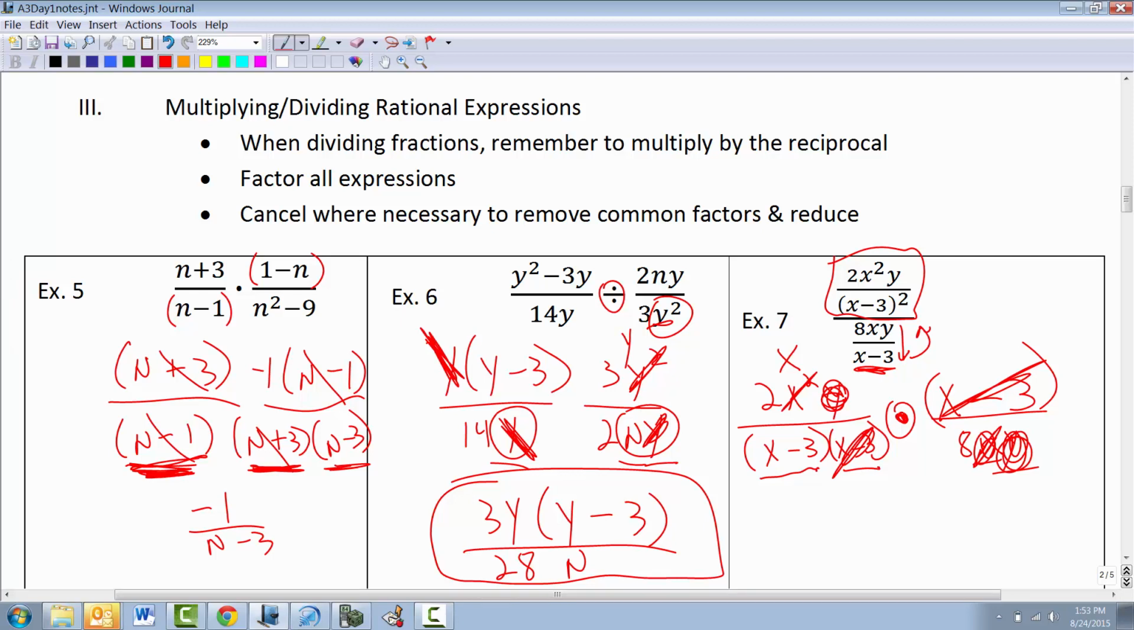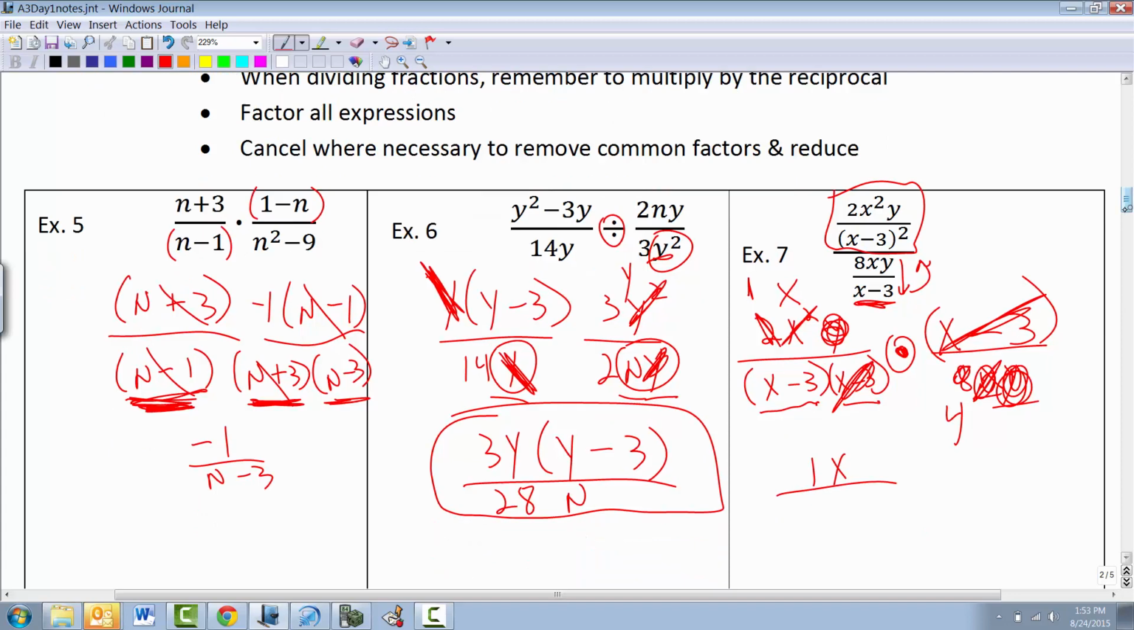2 over 8 is 1 over 4, and I really don't like how I wrote this. This gets really hard to keep track of, so be careful in canceling this way. You sometimes lose some stuff. But when I look at the numerator, I have a 1 and an x, and everything else was destroyed. So it's 1x, or just x. Then when I look at the denominator, I just have a 4 and an x minus 3. 4 times x minus 3. And that's ultimately what we're trying to do.